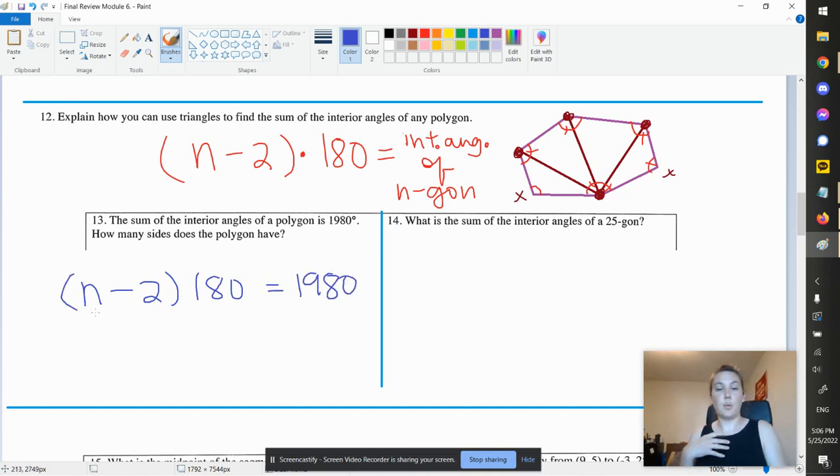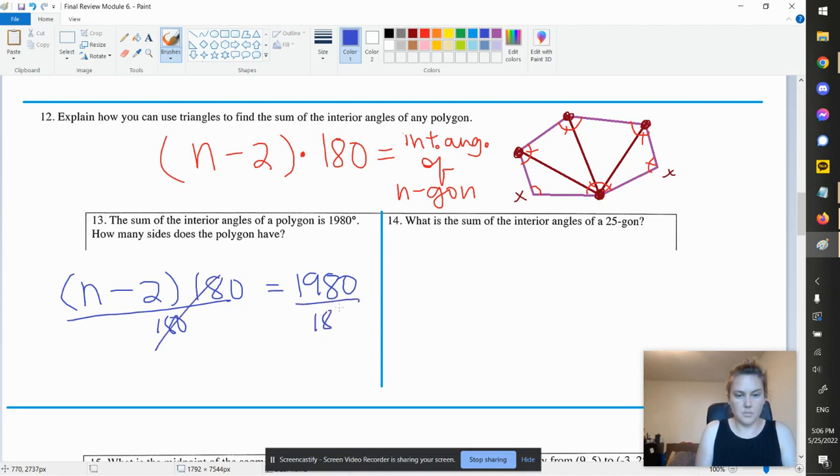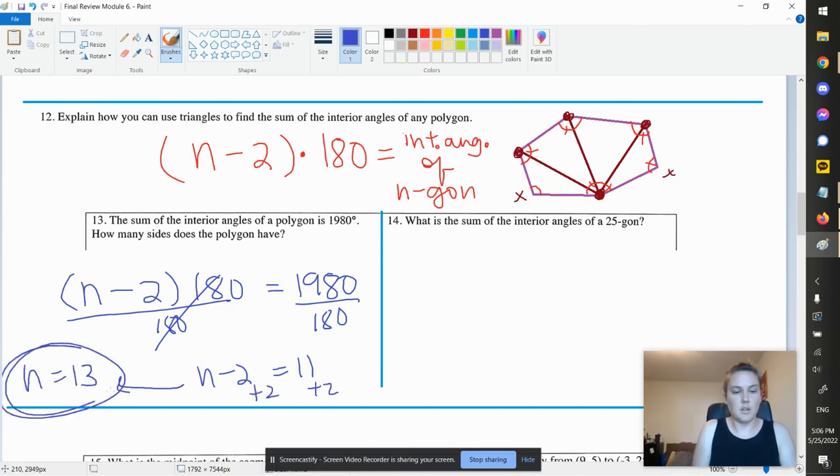Yes, nice. Our equation, (n - 2) times 180, is equal to 1980. And now we just solve for n. The first thing I'm going to do is divide both sides by 180. 1980 divided by 180, those cancel. This turns into 11. And then I'll add 2 to both sides and get that n was 13 this whole time.